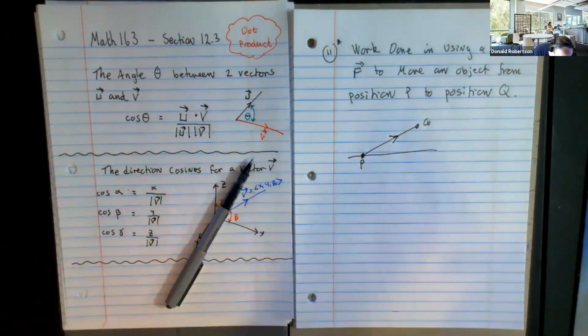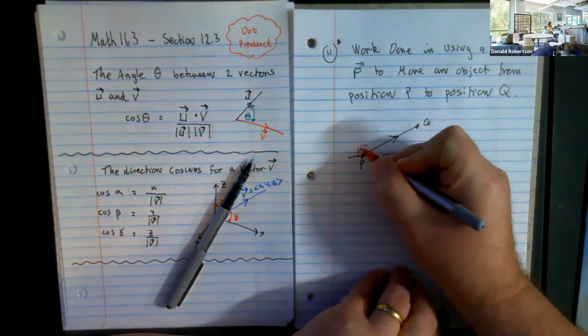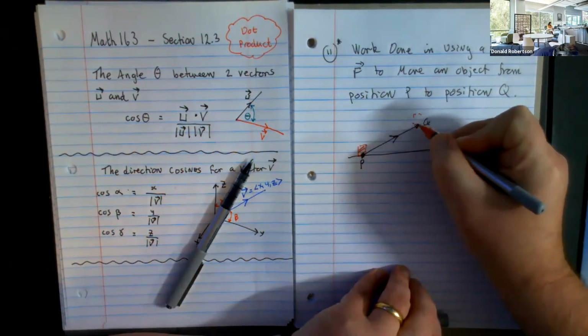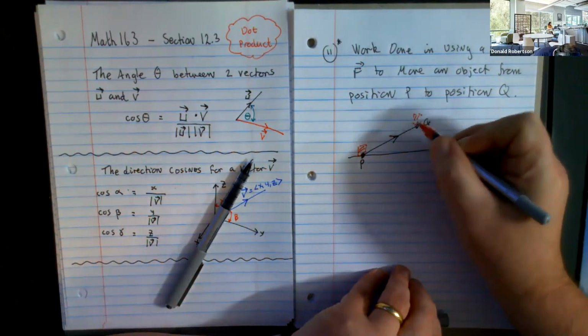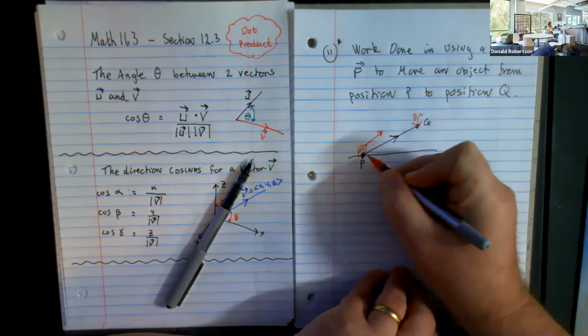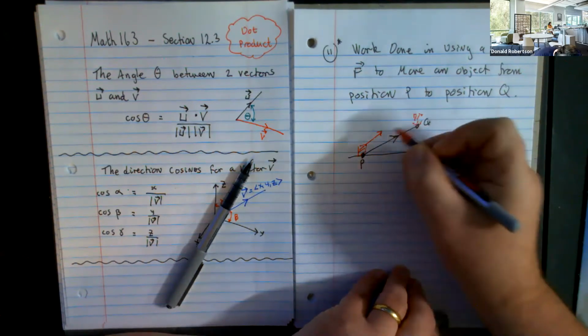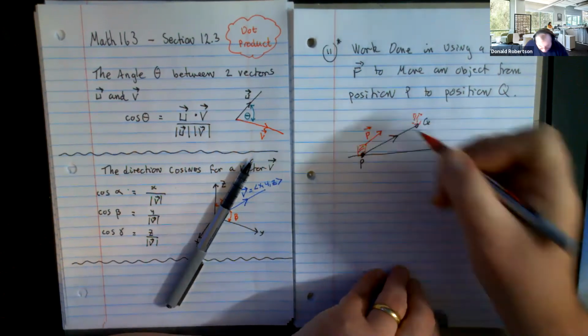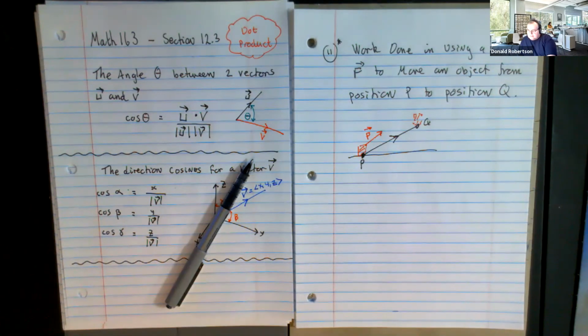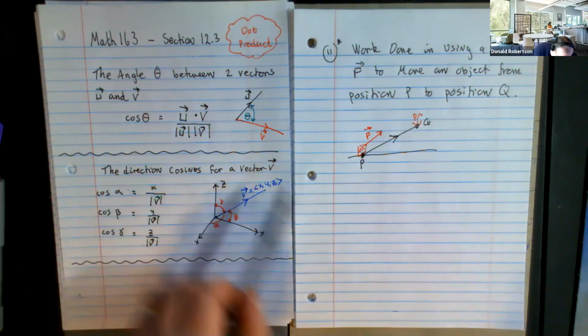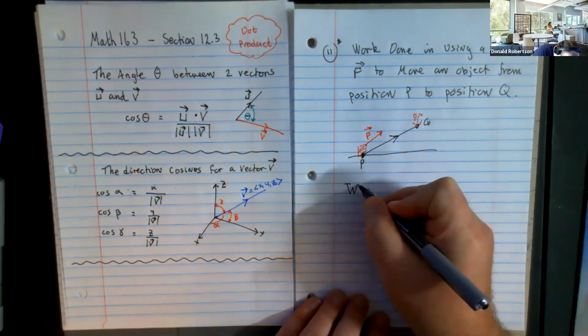And you are moving some object from here to here, and you are applying some force F to do that. It doesn't have to be parallel to PQ, probably won't be. So in a 3D world, you've got a big box, you've attached a rope to it, and you're pulling it up the hill from P to Q. How much work is done in doing that? That's essentially what we're going to be calculating here.